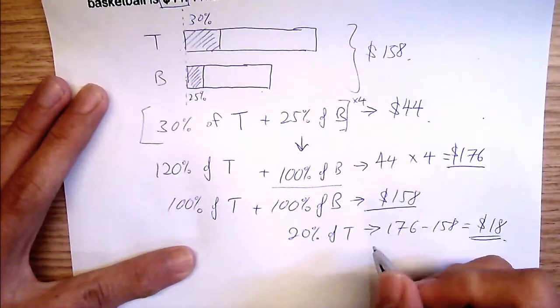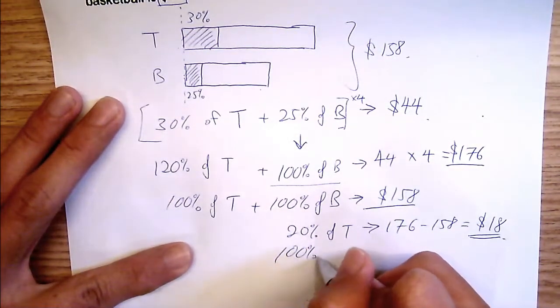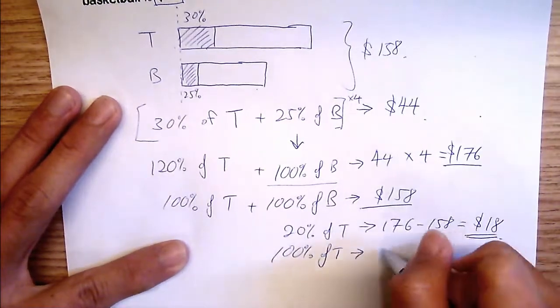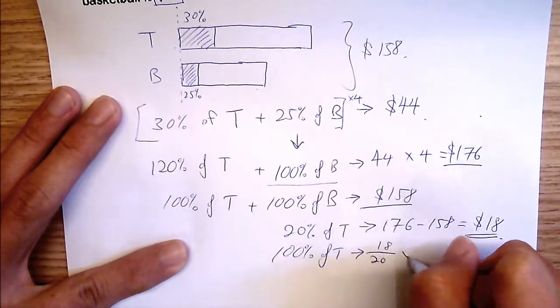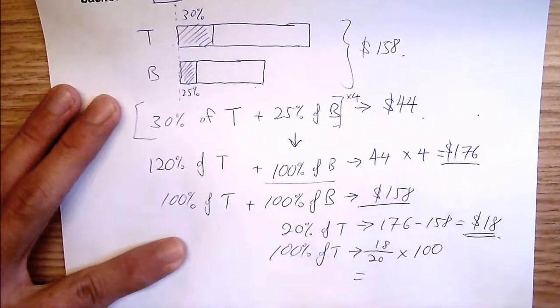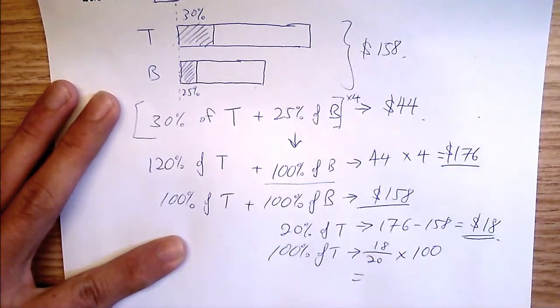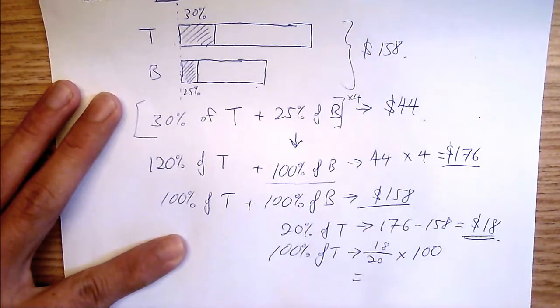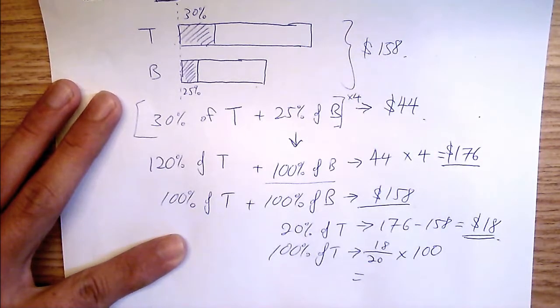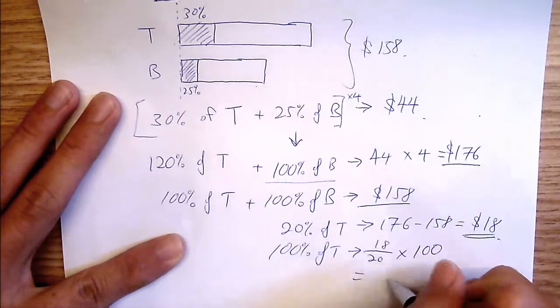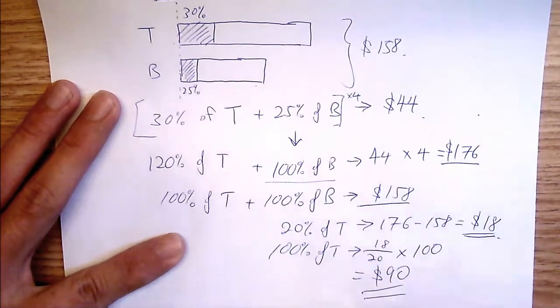So can I find 100% of tennis racket? So 100% of tennis racket will be 18 divided by 20 multiplied by 100. I'm going to use my calculator for this, saving us some precious time. So 18 divided by 20 multiplied by 100 gives us $90. So this is $90.